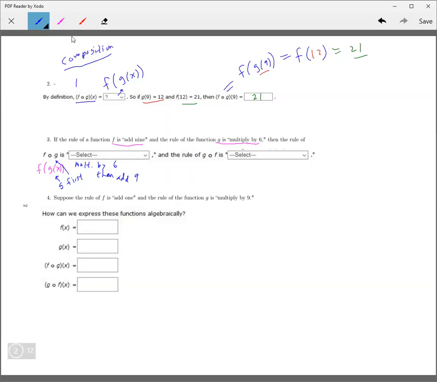And then likewise over here, this one, you're going to do f first, because f is acting on the x first. And so it's going to be add 9, then multiply by 6.